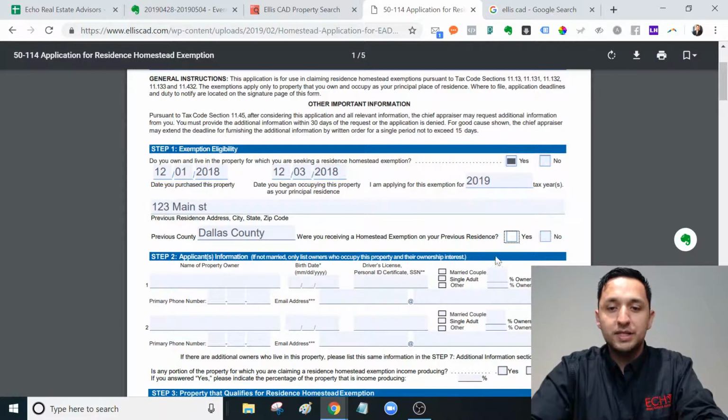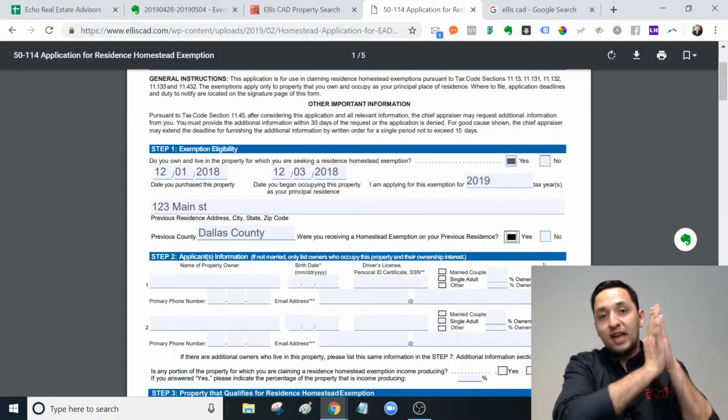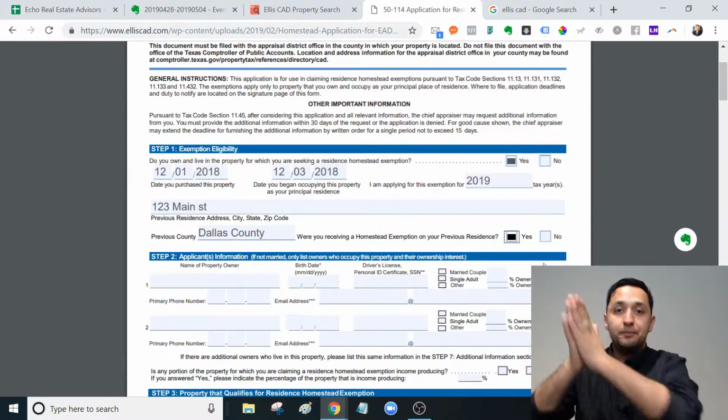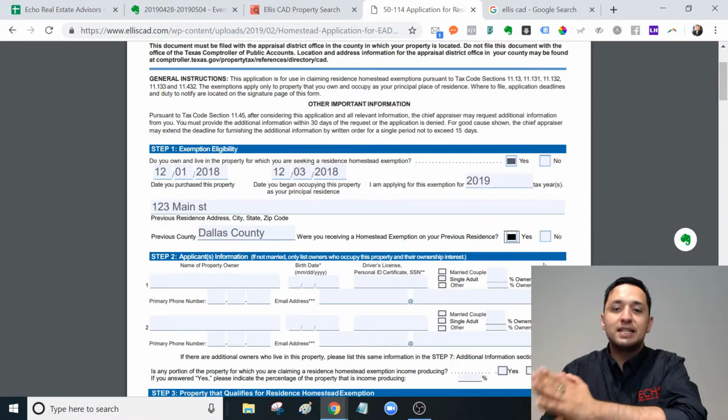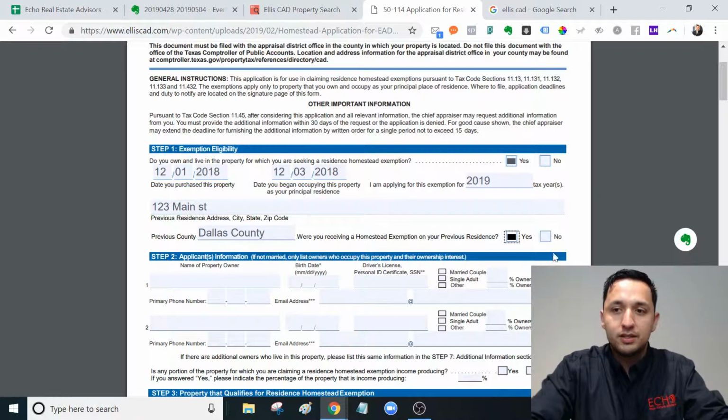Were you receiving a homestead exemption in your previous residence? I'm going to say yes. So what's going to happen is that will need to come off. That homestead exemption needs to be wiped away and applied to the new residence. You won't be able to have two homestead exemptions at once.